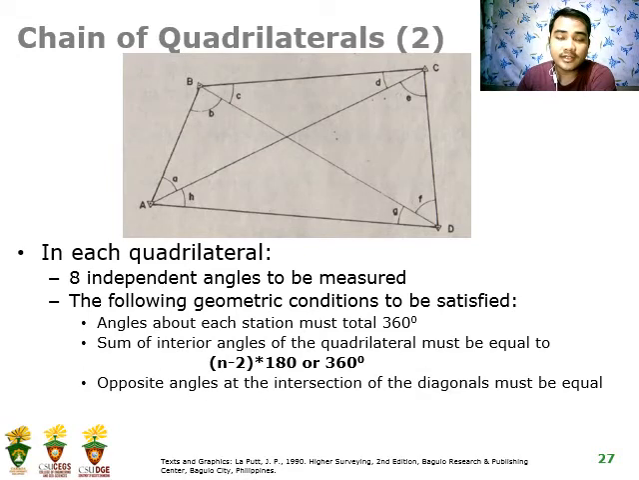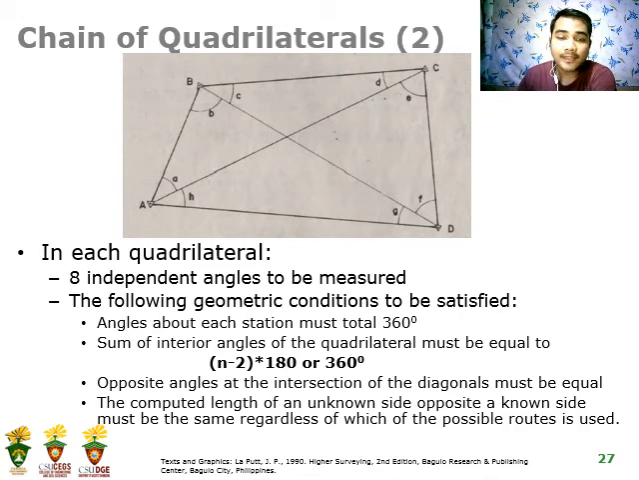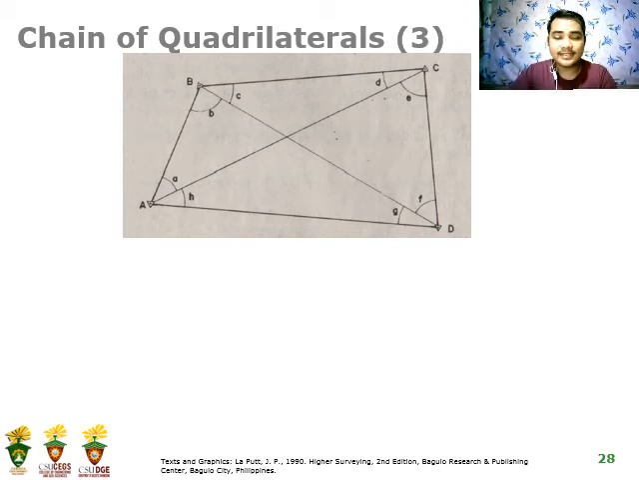And the opposite angles at the intersection of the diagonals must be equal. And the computed length of the unknown side must be the same regardless of which of the possible routes is used. Alright, so this is an example of a figure of a chain of quadrilaterals in a triangulation.